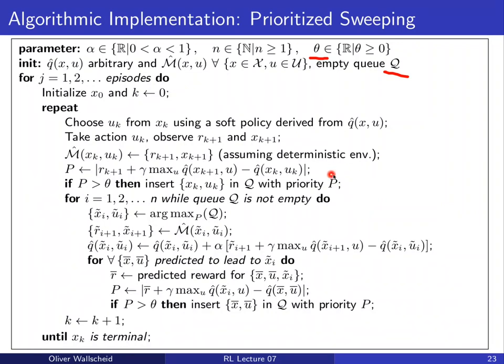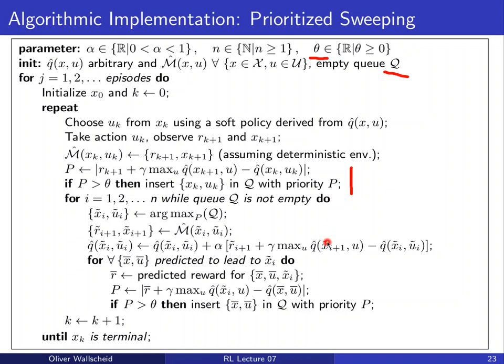The two big differences are, on the one hand, here, where we calculate how large the change of the action value estimate will be if we perform an update to a specific state action combination, and we denote that change of the Q value by P. Then we check if that change of the Q value estimate is greater than our threshold parameter, and if yes, then we put that state action pair into our queue with the according priority P.